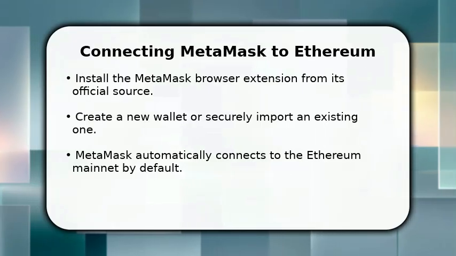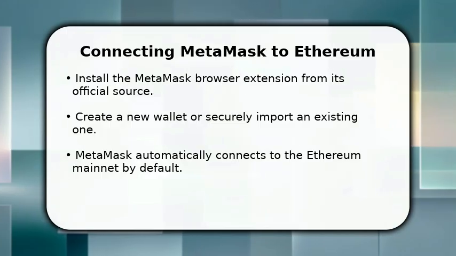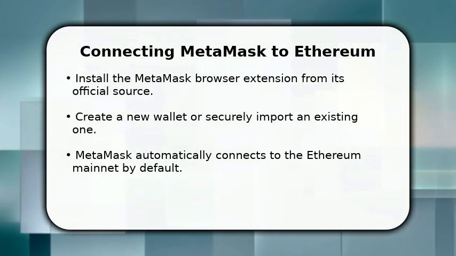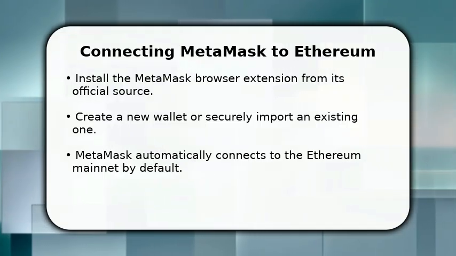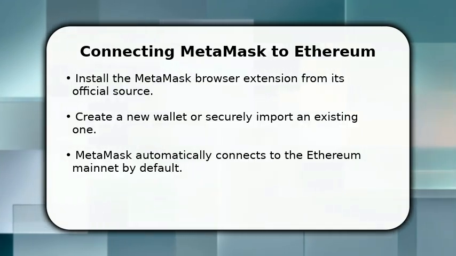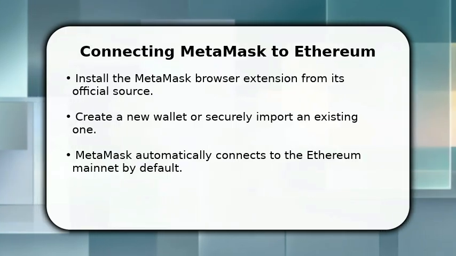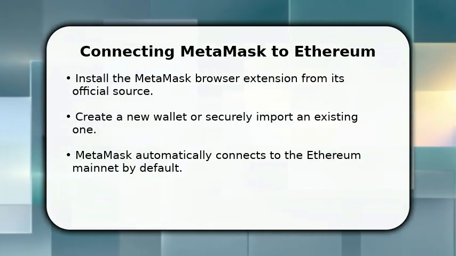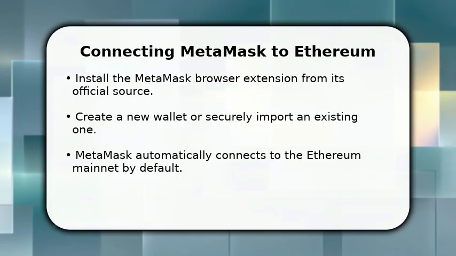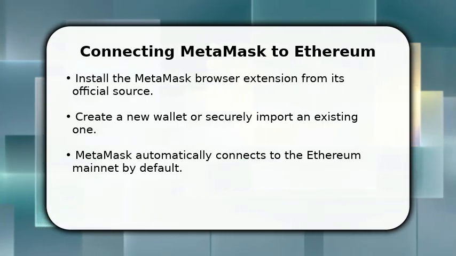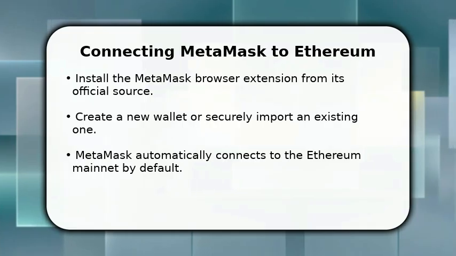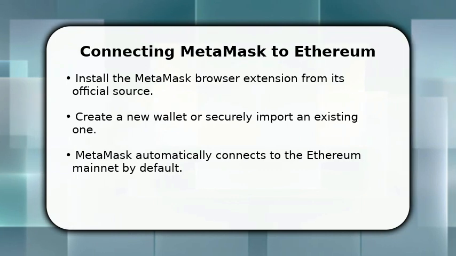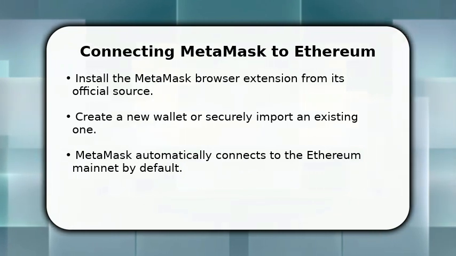In this video, I will explain how to connect MetaMask to the Ethereum Mainnet. First, you will need to install the MetaMask browser extension from its official website. Once installed, you can either create a brand new wallet or import an existing one using your secret recovery phrase. MetaMask is designed to automatically connect to the Ethereum Mainnet upon setup, making your initial connection straightforward. This ensures you are ready to interact with the primary Ethereum blockchain right away.